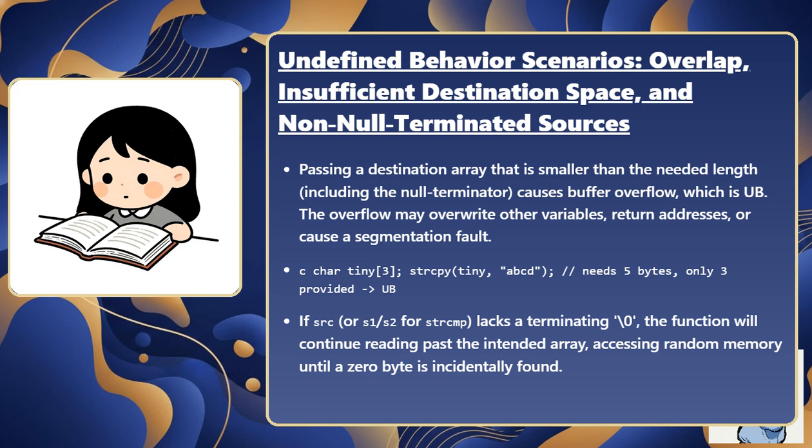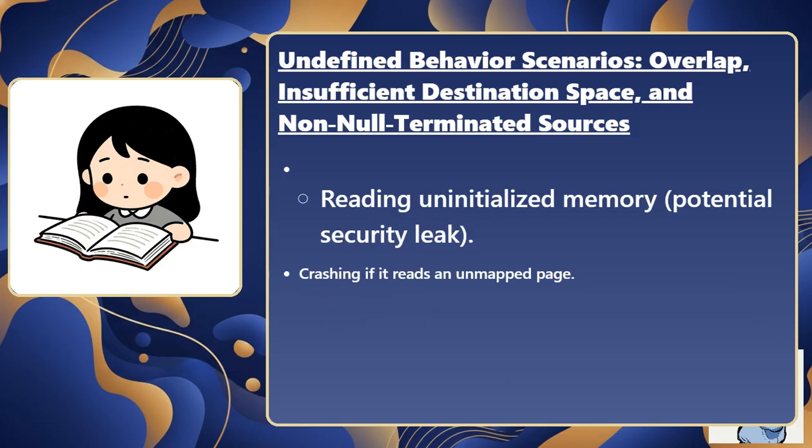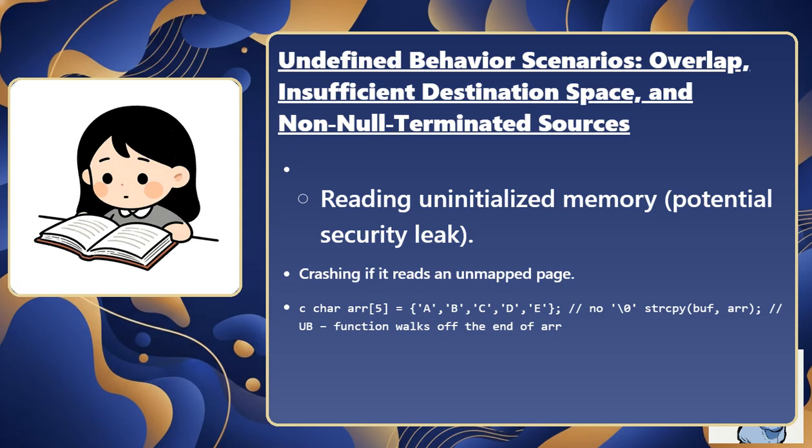If src, or s1 or s2 for strcmp, lacks a terminating null character, the function will continue reading past the intended array, accessing random memory until a 0 byte is incidentally found. It can lead to reading uninitialized memory, which is a potential security leak, or crashing if it reads an unmapped page. A character array of size 5 is initialized with A, B, C, D, E without a null terminator. Then strcpy(buffer, array) results in undefined behavior as the function walks off the end of the array.